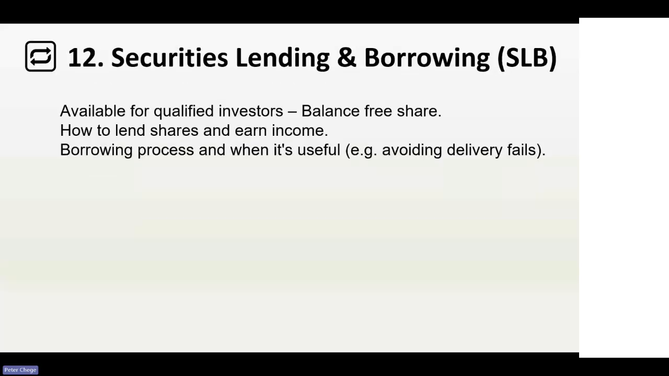Stick around, just a few slides, maybe 2 more slides. Security lending and borrowing is where you lend your stocks to somebody, then they pay you some small interest. Available to qualified investors. That is for balance-free shares. Shares that you have bought and they have settled, T plus 3. Any shares that have already settled, those shares are available for lending. So you lend your shares.